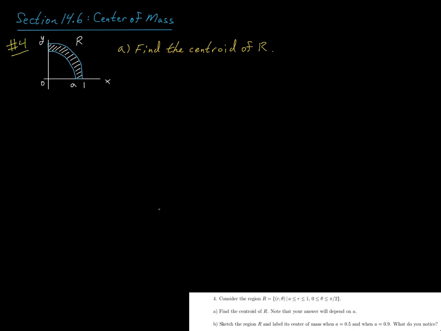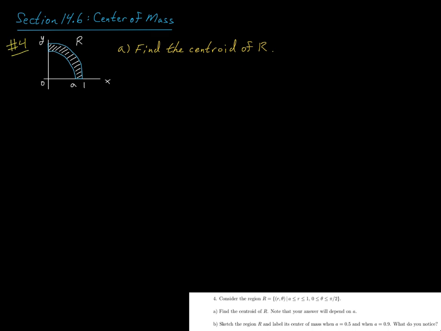All right, here we're going to look at question 4 on the worksheet that says to consider the region R, which is the set of all polar coordinates r, theta, where r varies from a to 1 and theta varies from 0 to pi over 2. I've sketched a picture of the region R up here, bounded by these two quarter circles in the first quadrant. So it's this quarter annulus here. Our job in part A is to find the centroid of this region. Note that your answer will depend on a, this inner radius here.